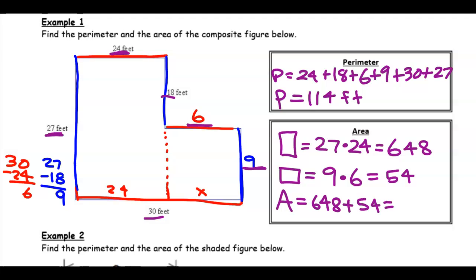702? Okay. So 702 what? What are my units? Feet squared. Good, because area is two-dimensional, so the unit is squared. Okay? Now we're halfway done with the notes. Cool? Are you getting the idea? Find missing sides, add up all the outside for perimeter, find each area, add it up for composite area.